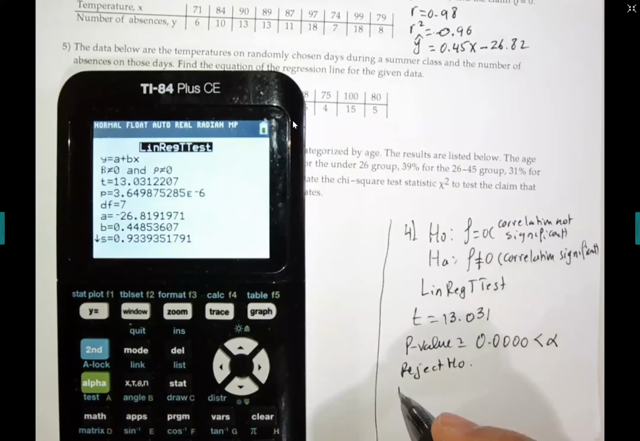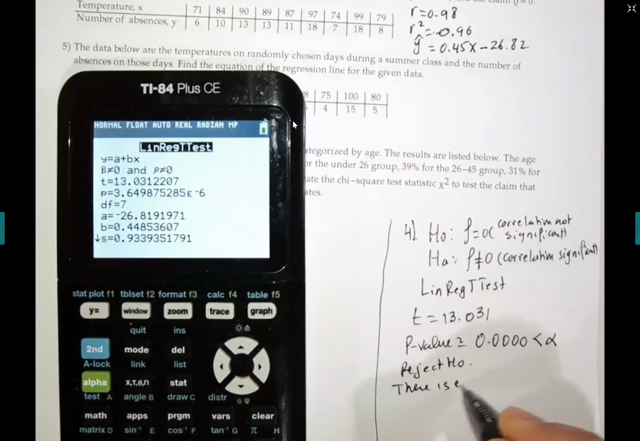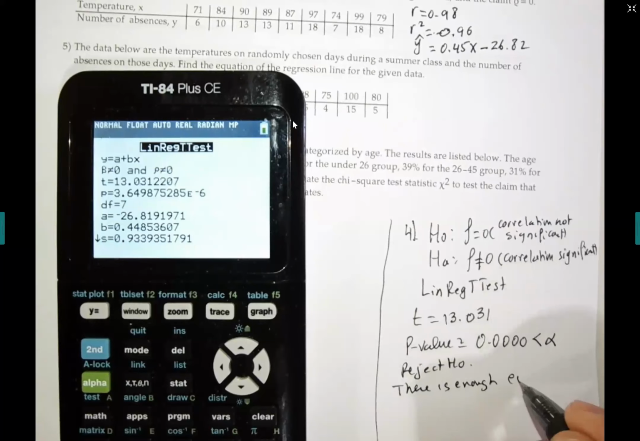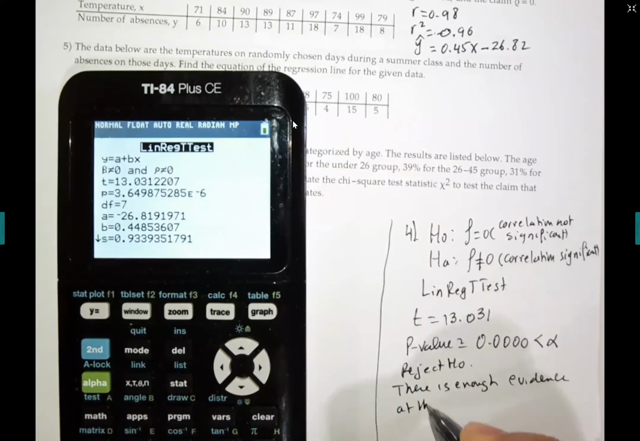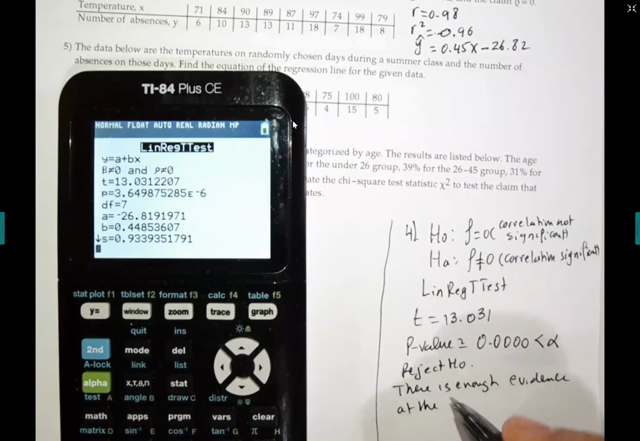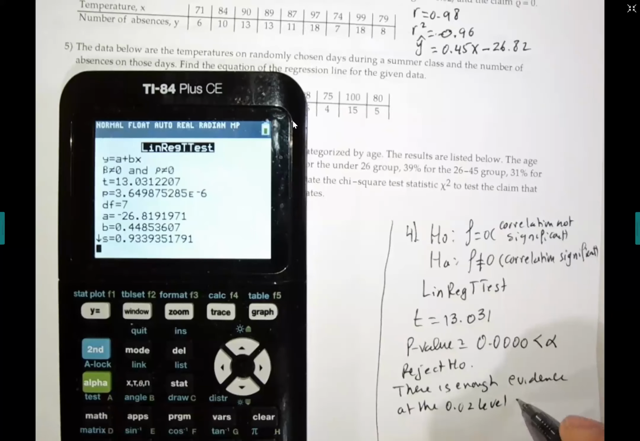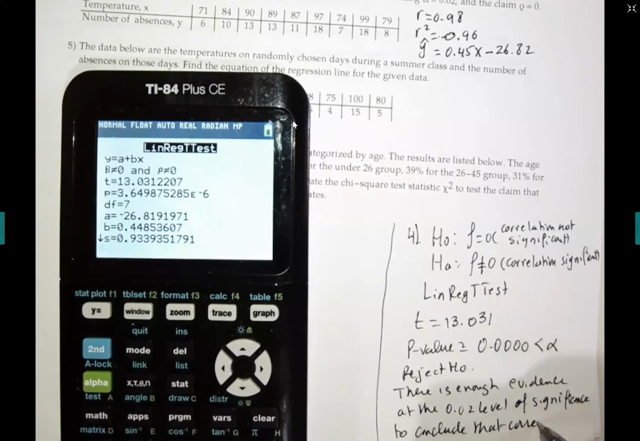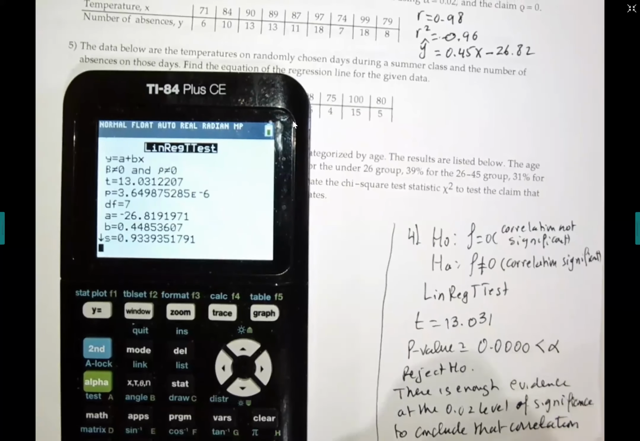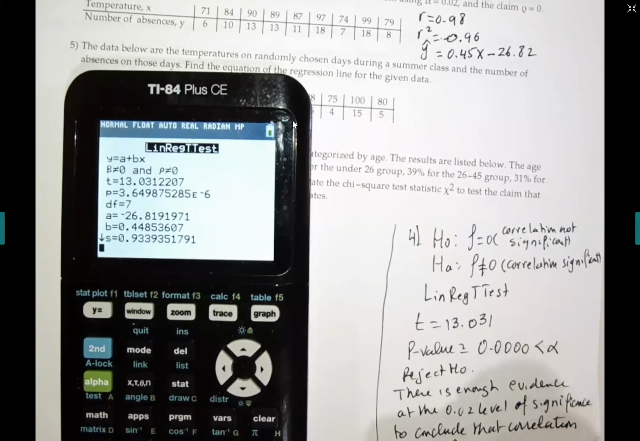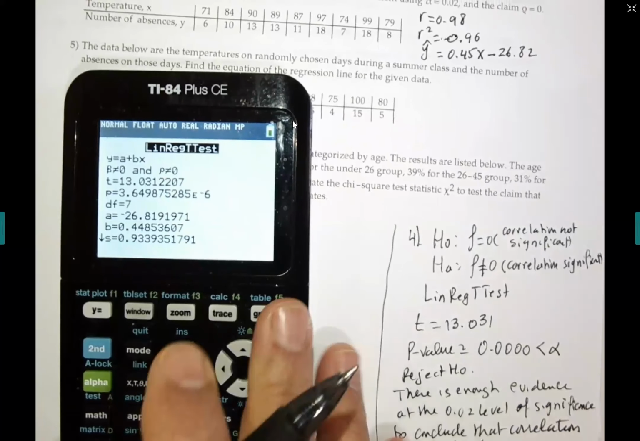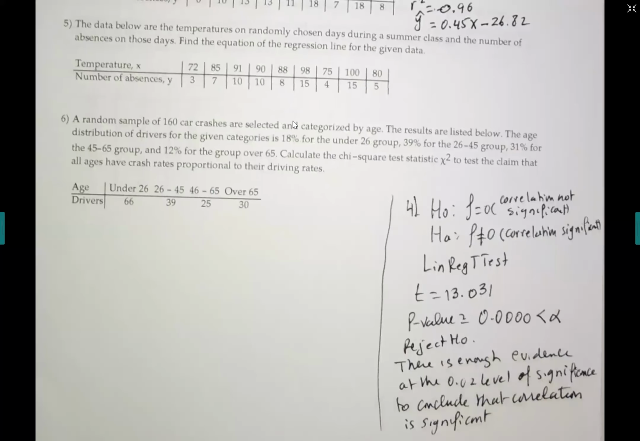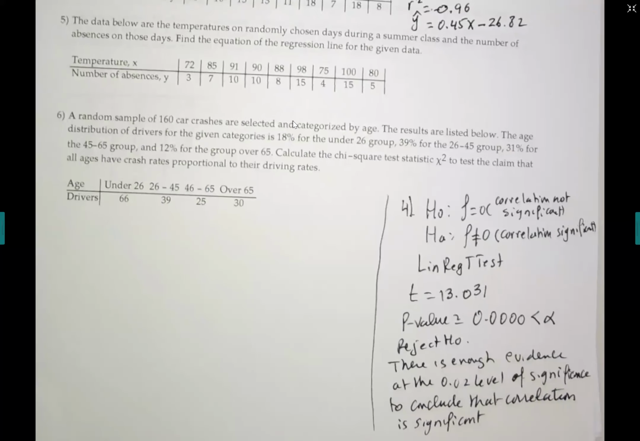Remember that there is enough evidence at the 0.02 level of significance. This is the first time they give us 0.02. To conclude that correlation is significant between temperature and number of days being absent. All right, so that is number 4, guys.